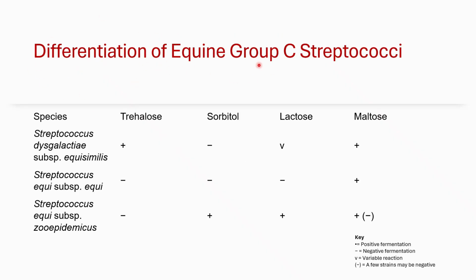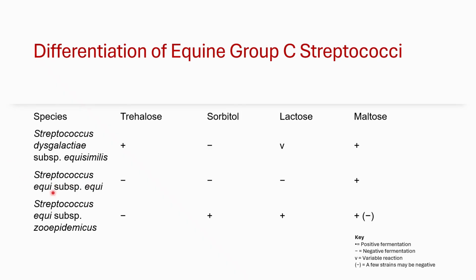Next, how will we differentiate the group C streptococci, that is, those affecting equines? The equine group C streptococci can be differentiated using carbohydrate fermentation tests, particularly with sugars like trehalose, sorbitol, lactose and maltose. Streptococcus dysgalactiae subspecies equisimilis will ferment trehalose and maltose but does not ferment sorbitol. The lactose fermentation may show a variable reaction in the case of equisimilis.